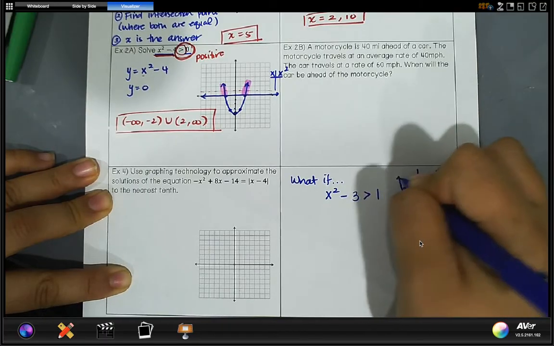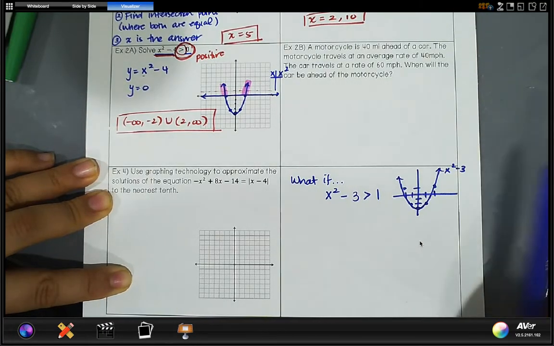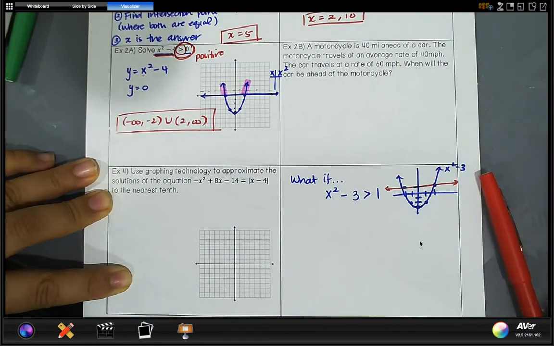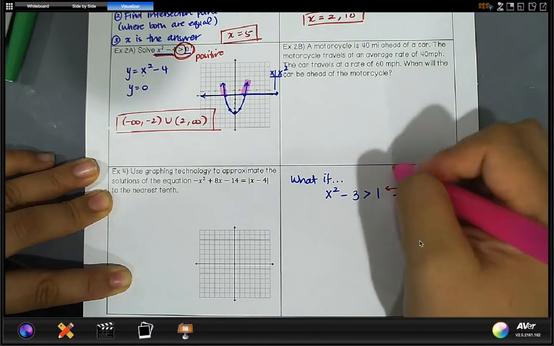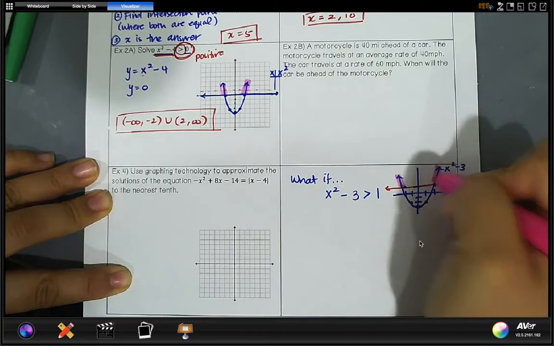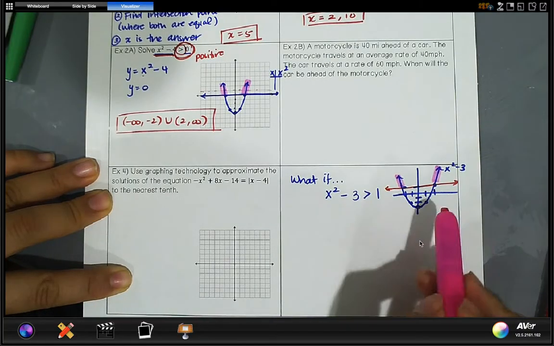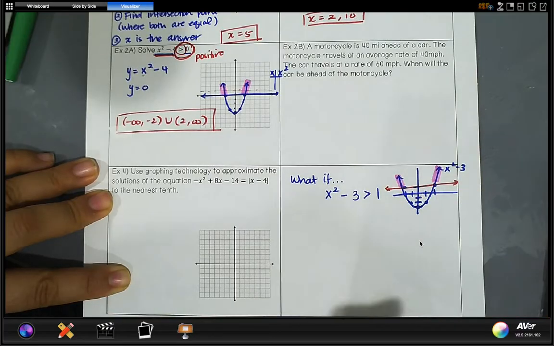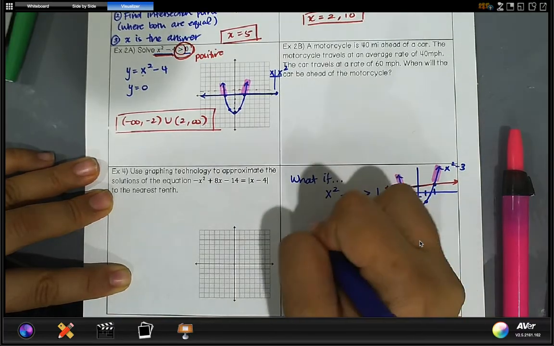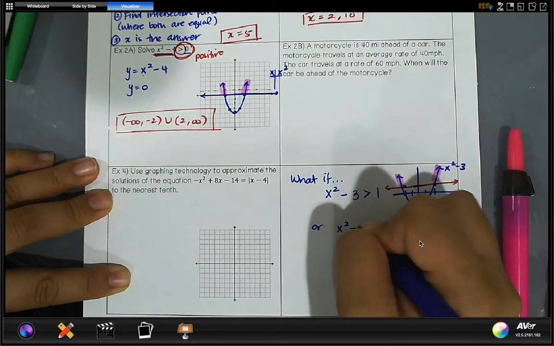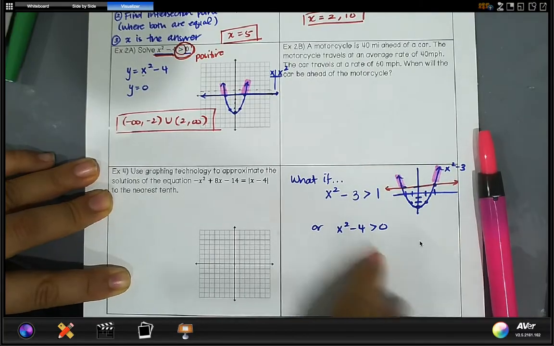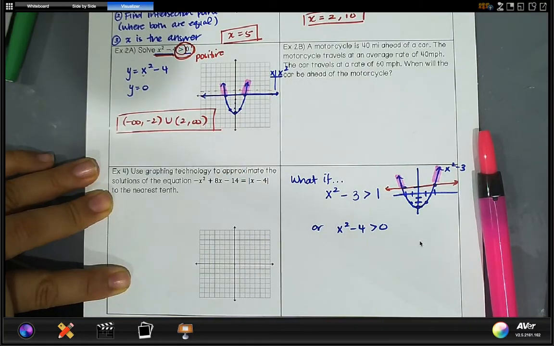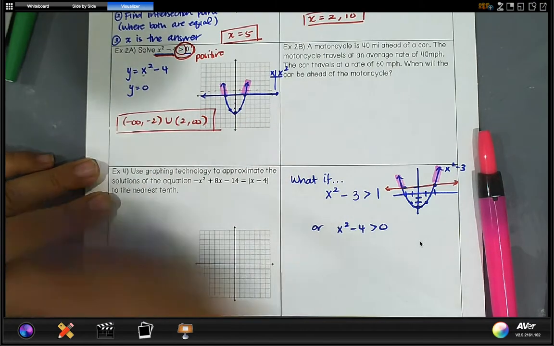This is x squared minus 3. And then this would be the line y equals 1. And my answer would be where it is above. Where is the parabola above the line y equals 1? And so then again, it would be from negative infinity to negative 2 and from 2 to infinity. Or another way would be to subtract the 1 over and make it look like what we did and then see where it is going to be greater than 0. So again, this is just a what if statement, okay?